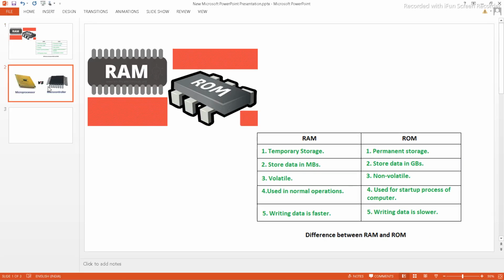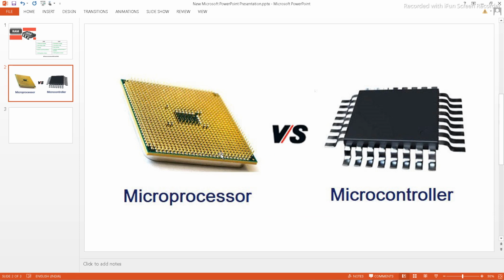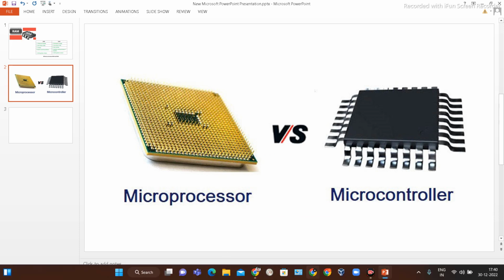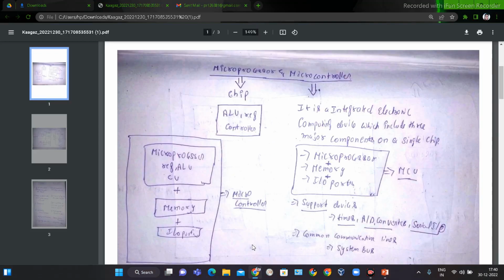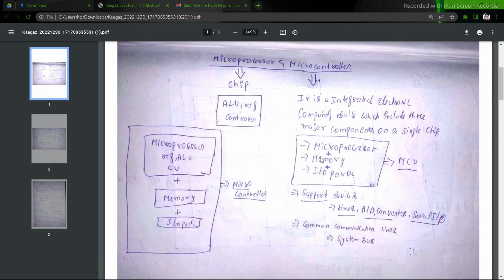And coming to microprocessor and microcontroller, I wrote notes for this. If you are willing to hear this, you can hear. So, a microprocessor is a chip where you will have the ALU, that is the arithmetic and logic unit, registers and controllers. Only these three functions will be there. Whereas a microcontroller is an integrated electronics computing device which includes three major components on a single chip.